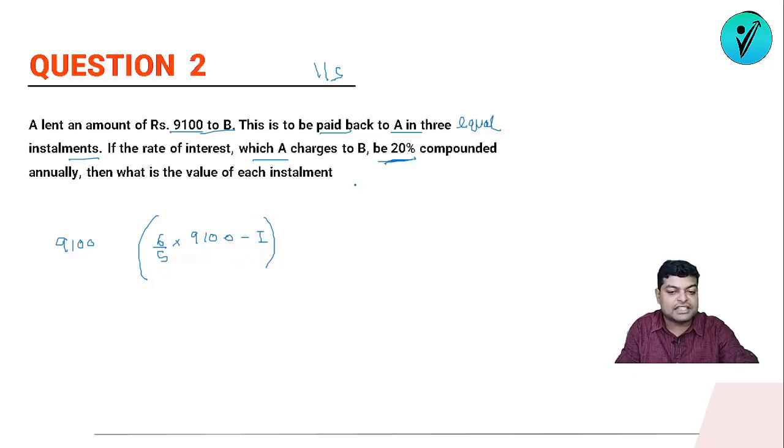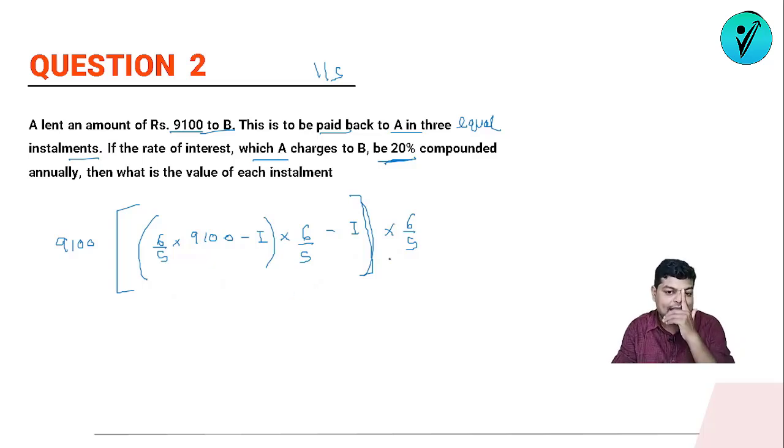Since the rate of interest is every time 20%, so for the next year it will be 6 by 5 of this value. Again this is the outstanding value, and out of this we will be paying I rupees to the bank. So this will act as the remaining principal. At the end of the second year, this will act as a remaining principal. Now this value will be again multiplied by 6 by 5, because this is the principal that is left, and it will be increasing by 6 by 5.